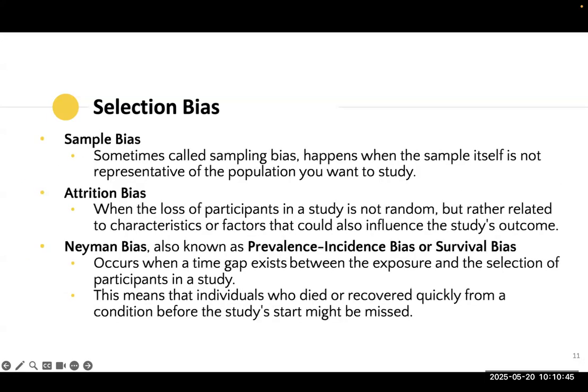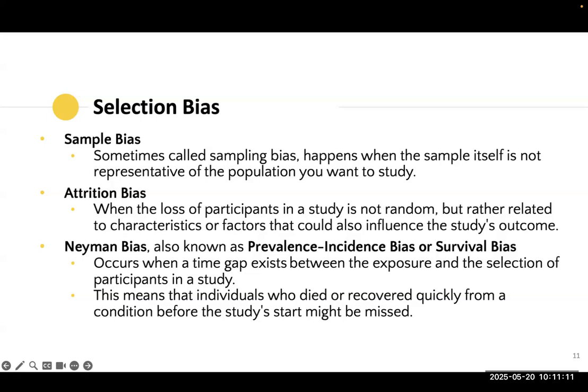All right, so we have sample bias, and this is sometimes called sampling bias. This happens when the sample itself is not representative of the population you want to study. So if you have a community and you only get a sample from a certain part of that community, that's not representative of the whole community.